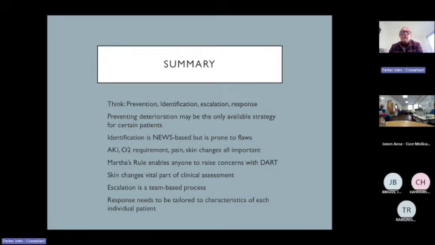Escalation is a team-based process, as I said right at the start. That whole process of treating a deteriorating patient, but then moving them through and deciding whether or not they are for palliative care or for escalation to ITU does require a lot of forethought and planning. The response that we give should be tailored to the characteristics of each individual patient. So although I've compartmentalized these patients, they are very individual.